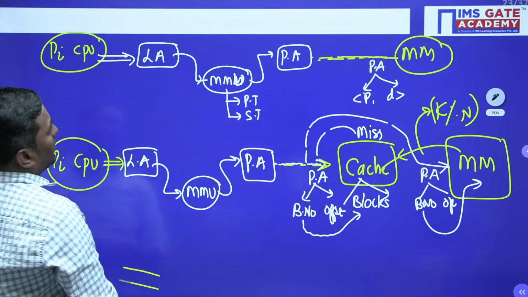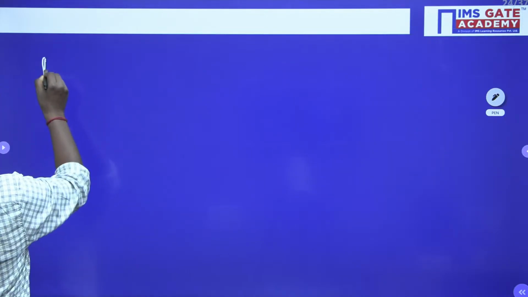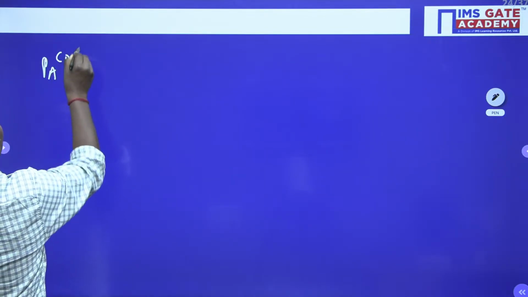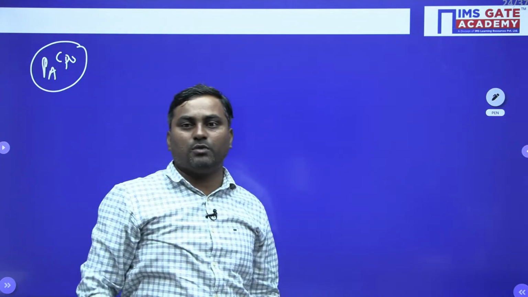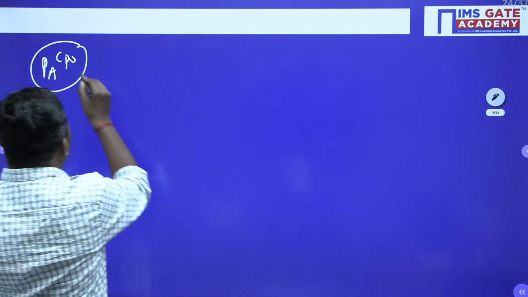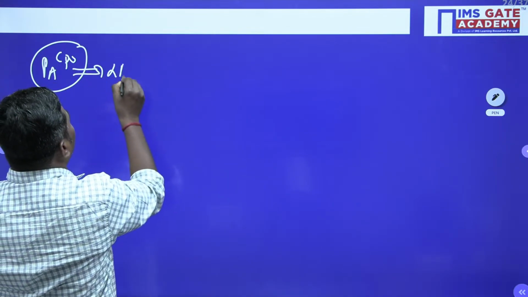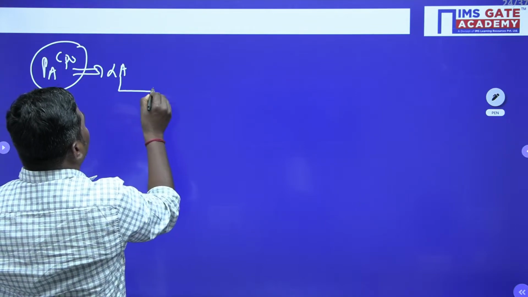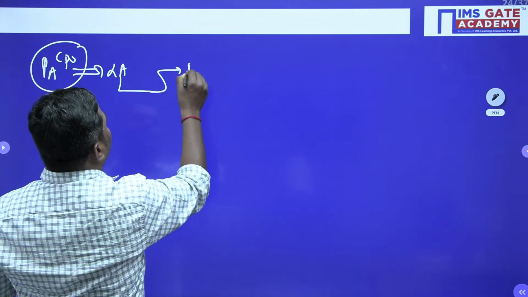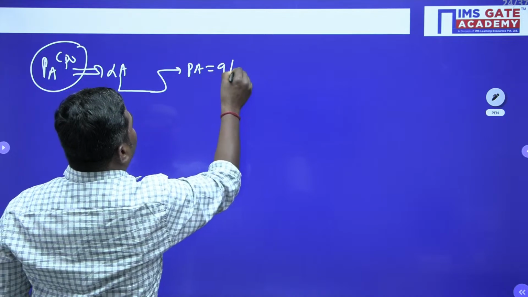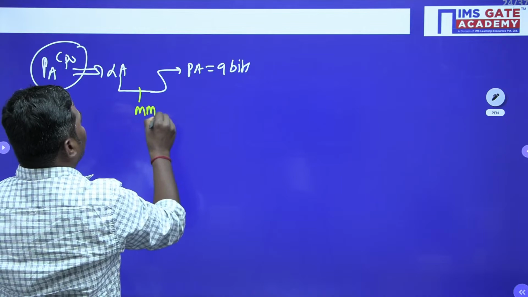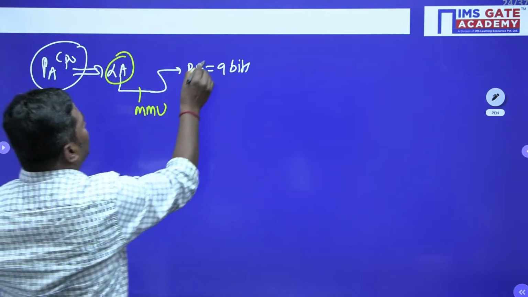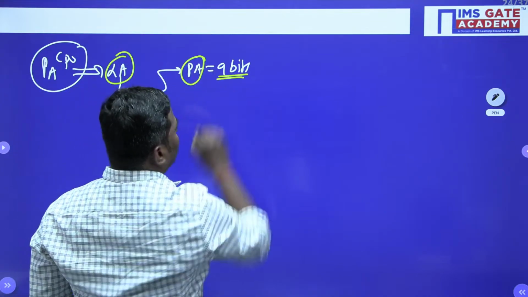Now look here. Process PA is running in the CPU. This process PA's address space is 512 bytes, assume that. Now a logical address is generated, and we convert this logical address into a physical address. Physical address of how many bits? 9 bits. By using what? The memory management unit: we converted the logical address to a physical address and got a 9-bit address.